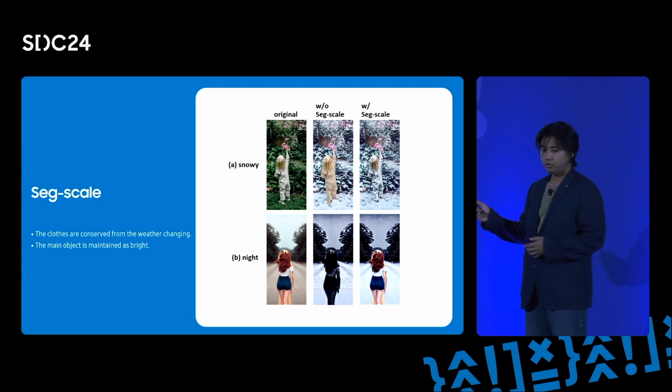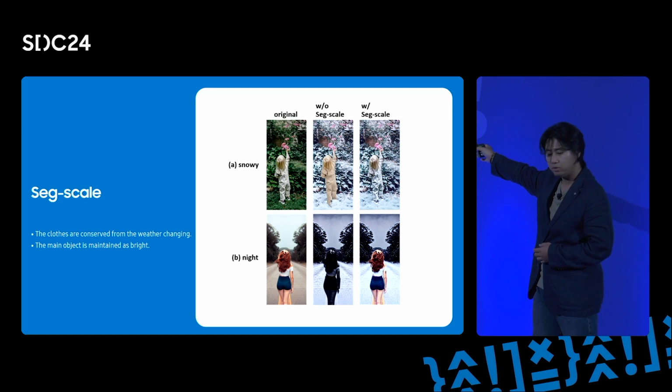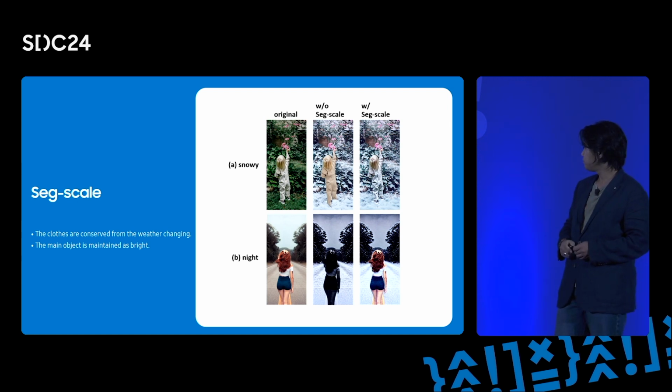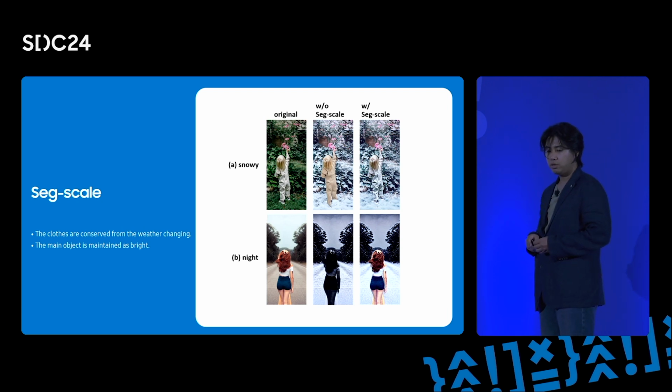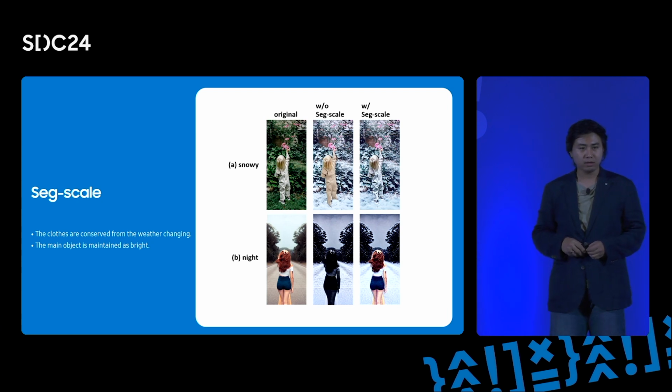As depicted in the figures, the SegScale method effectively changes the main object area while successfully reflecting the specified conditions in other regions. For snowy conditions, when SegScale is not applied, clauses in the image tend to change to winter seasonal ones to follow the context of the images. So it may fit with the weather, but it is not expected.